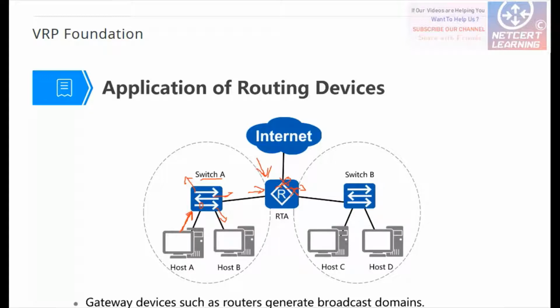That means the router receives the broadcast but does not forward it. Of course, on this interface, it also receives and does not forward. So the router has many broadcast domains. One interface is one broadcast domain. This is the function of the router. The router separates the broadcast domain.